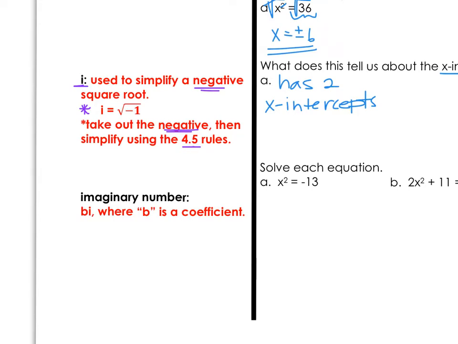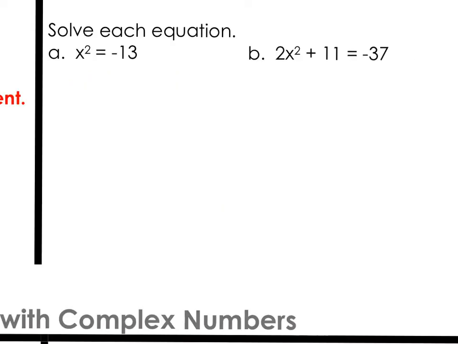These kinds of answers are called imaginary numbers. Again, imaginary numbers. It means it's not a real solution. The b out in front of the i would represent any coefficient or radical, square root, that's left over with the i symbol. All right, let's see what it means to work with i.